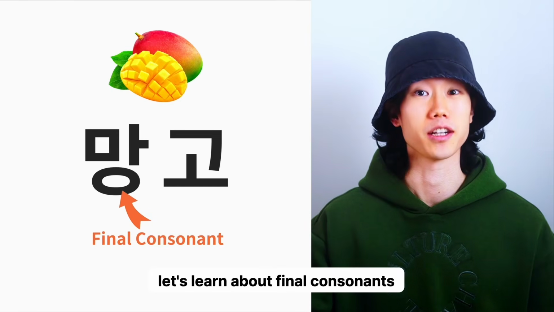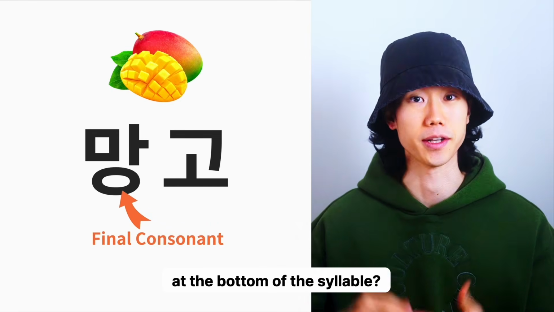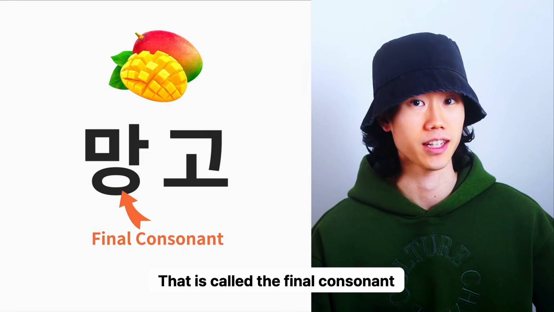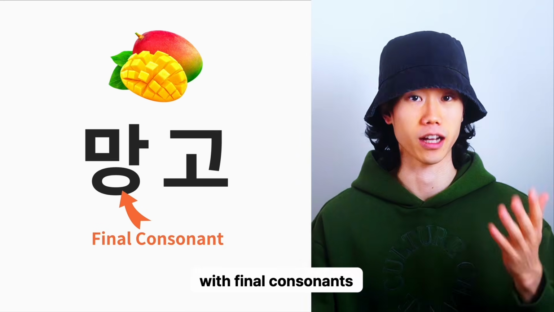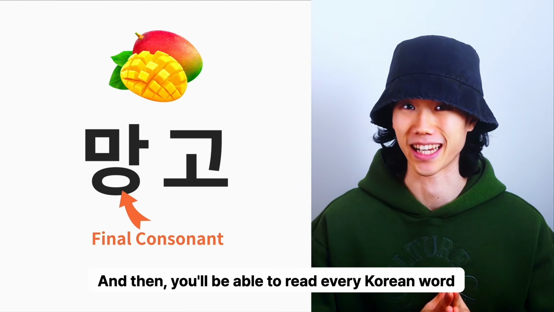In this video, let's learn about final consonants. See how there's an extra consonant at the bottom of the syllable? That is called the final consonant. After watching this video, you'll know how to read syllables with final consonants. And then you'll be able to read every Korean word.